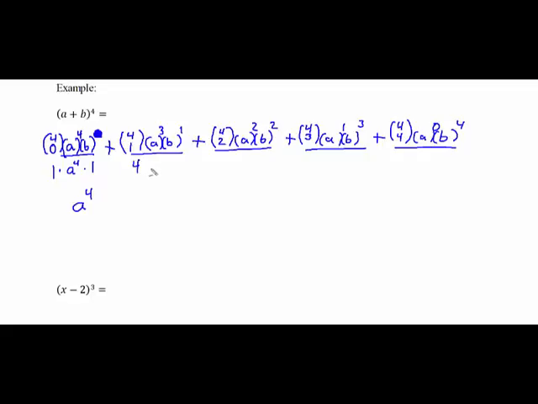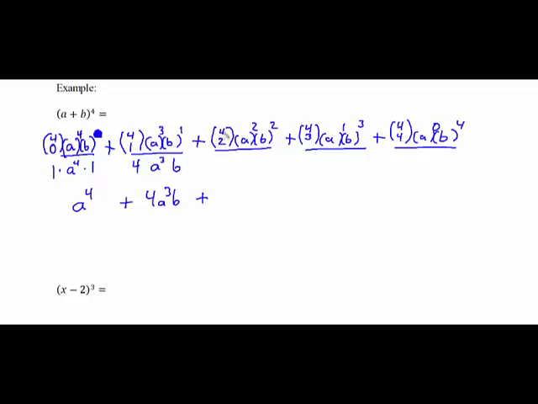There's 4 ways to do that. And this would be a cubed, and b to the 1st power is a way of saying b. So this is 4a cubed b. And like in previous examples, you now see that the a power is descending, the b power is ascending. But these combinations are taking care of the number in front.